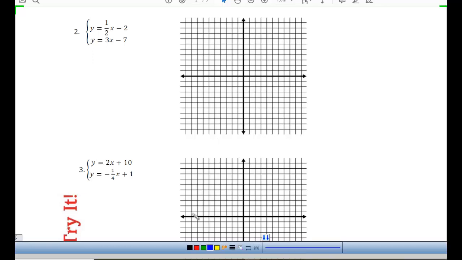Okay, looking at number 2. We're going to follow that same form. These are in slope-intercept form again: y equals mx plus b. So I'm going to mark my y-intercept down at negative 2. And then my slope of 1/2, that's a rise of 1 over 2. I'll do a couple more this way because I want to be very clear on where that point of intersection is.